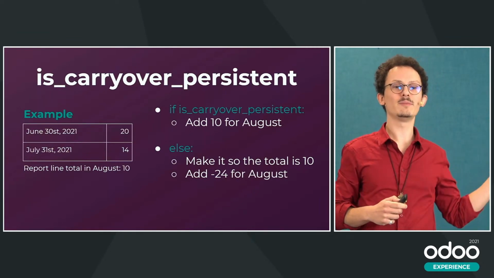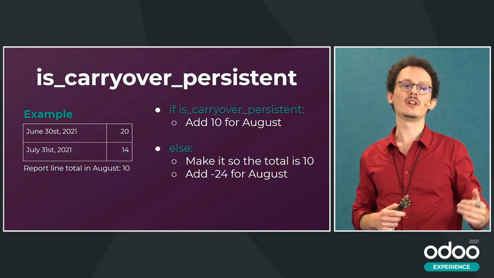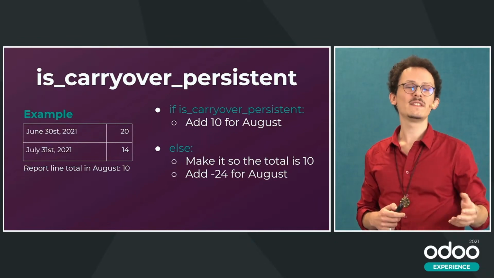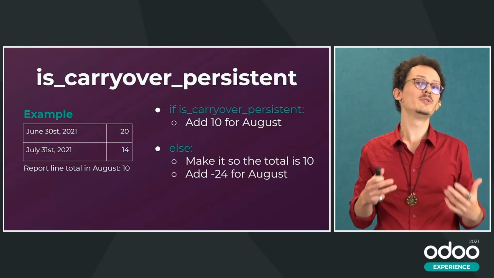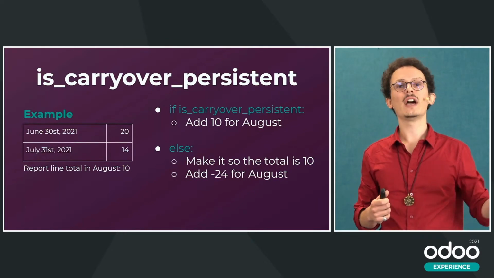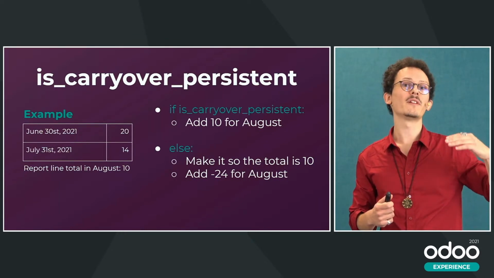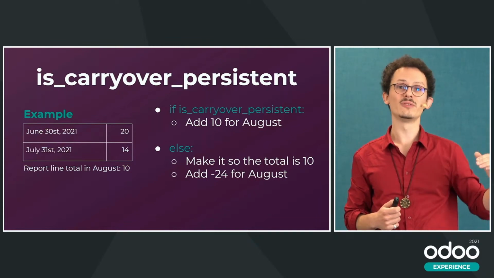So I have in my example here two carryover lines that exist for June and July, and I have an amount of 10 that needs to be carried over when closing August. And when I do that, if the line is carryover persistent, basically I'm just going to add a tax carryover line with amount 10. And so it's going to be 20 plus 14 plus 10, so 44 in total for the carryover after August.